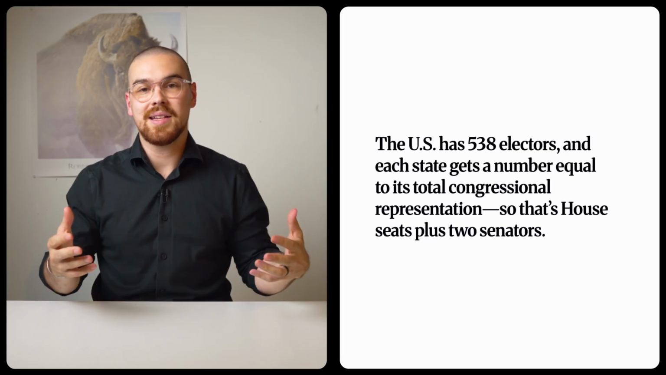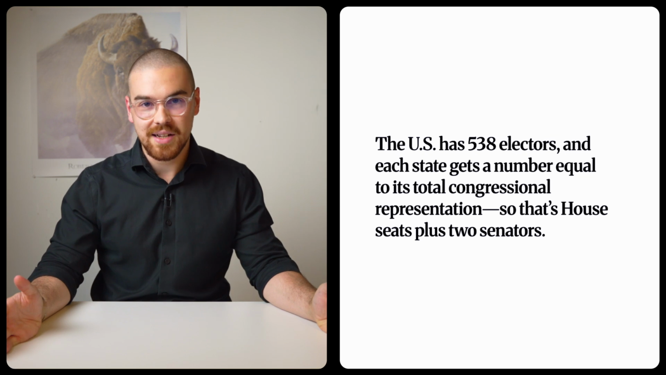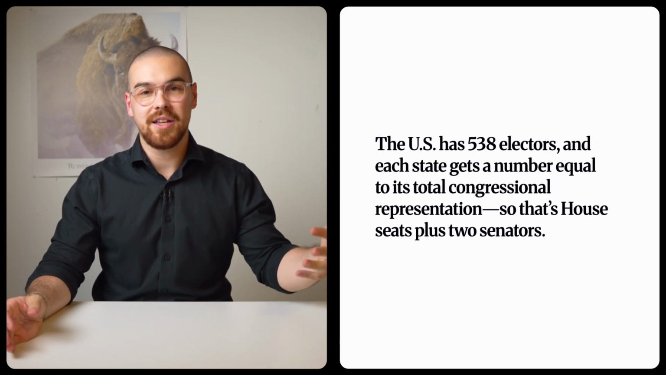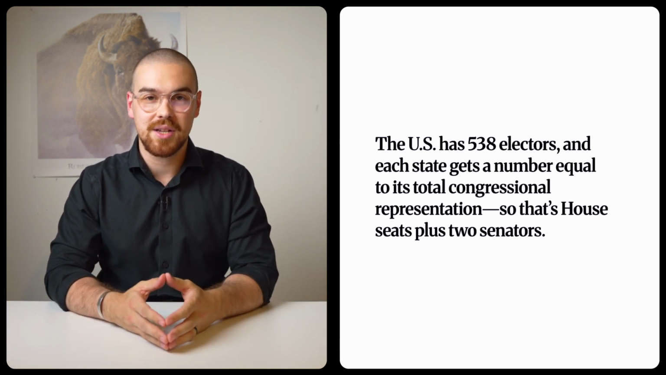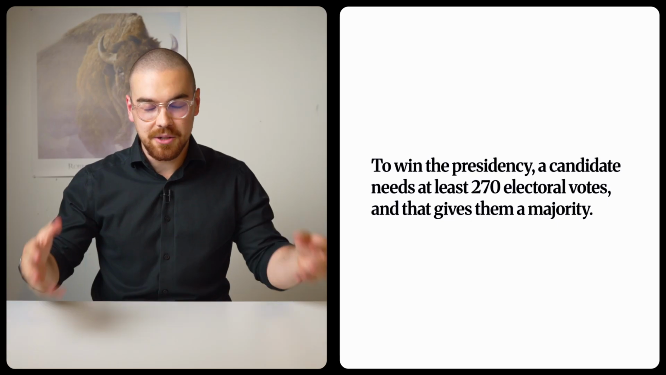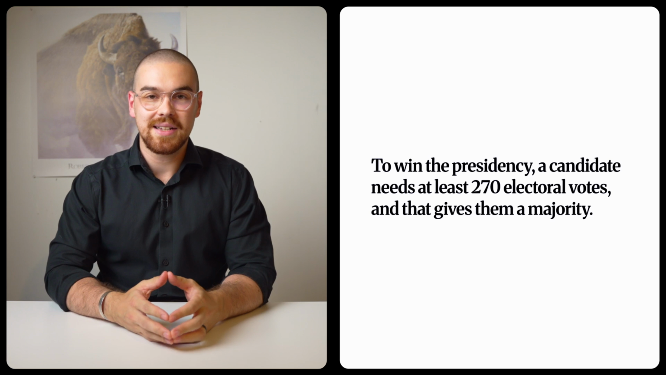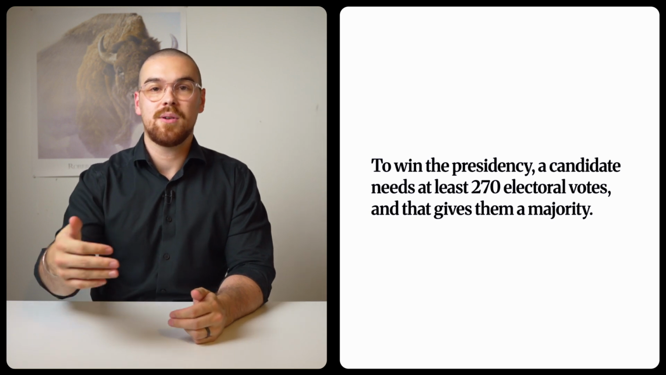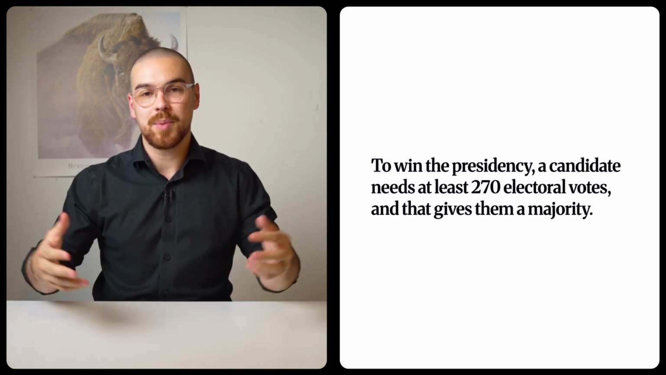So how does the Electoral College actually work? You can think of it like this. The US has 538 electors. Each state gets a number equal to its total congressional representation. So that's House seats plus 2 senators. For example, California with 53 House seats and 2 senators, they get a total of 55 electors. Then Wyoming with 1 House seat and 2 senators, they get a total of 3. And to win the presidency, a candidate needs at least 270 electoral votes, and that gives them a simple majority.